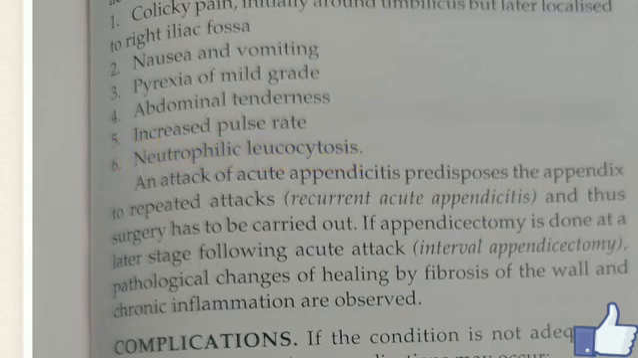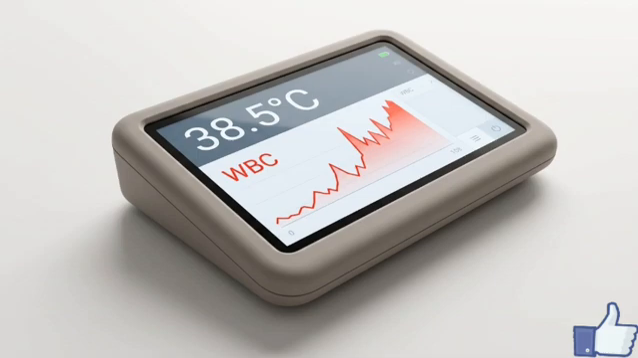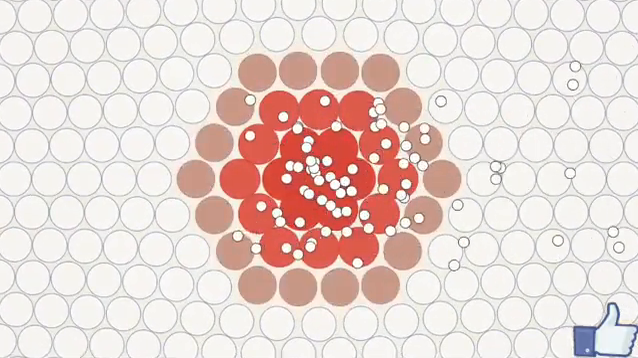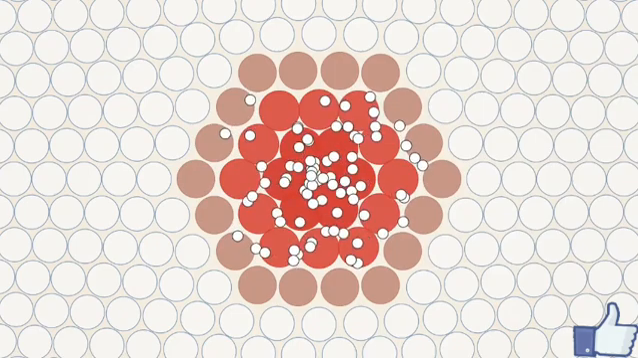This constellation of symptoms, from the fever to the white blood cell count, is the direct outward manifestation of an escalating ischemic and inflammatory cascade occurring at the cellular level. Understanding that cascade requires a look at the appendix in its healthy state.